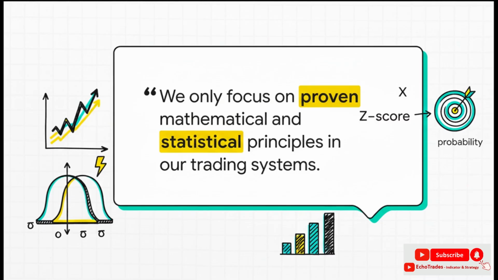I was talking to a friend who works as a quant for a major trading firm, and he basically said they don't hunt for magic indicators. It's just not what they do. Instead, they focus on proven mathematical and statistical principles. And the core of their whole approach? They transform all the raw price data into something called a Z-score. That's their secret for measuring probabilities and building their models.